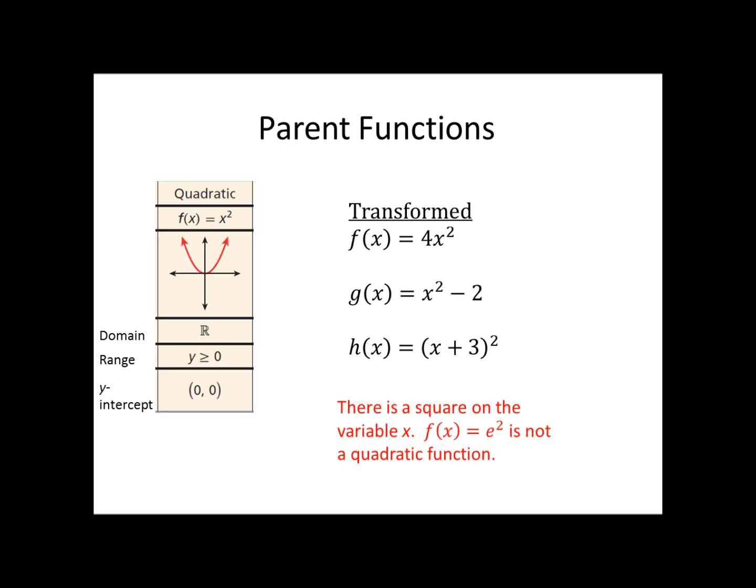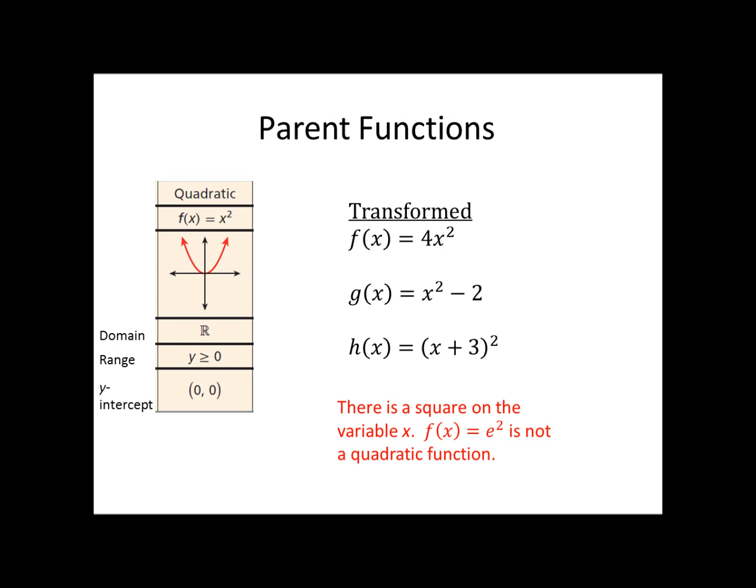Our next type of function is a quadratic function. The most basic quadratic function, that is the parent function, is f of x equals x squared. That parent function has this parabola graph shape. The domain is all real numbers. The range is only y is greater than or equal to 0. You can only get out positive numbers from f of x equals x squared. The y-intercept, again, is the origin, 0, 0.